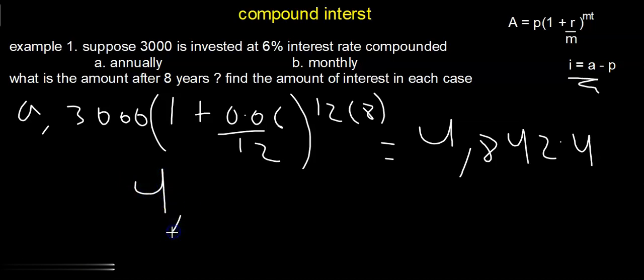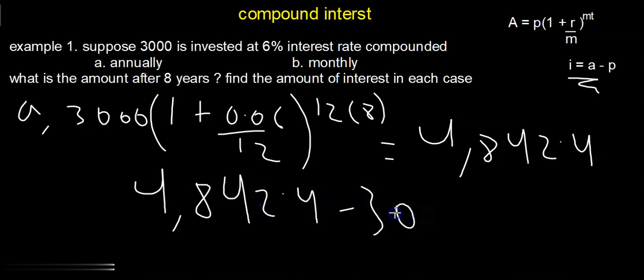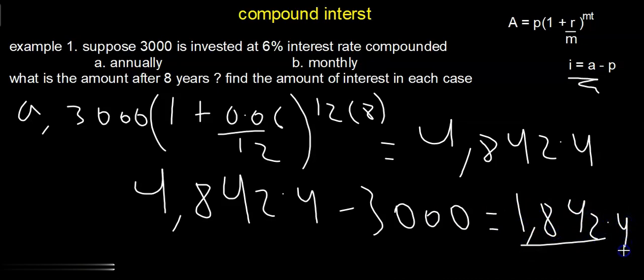So 4,842.4 minus 3,000. This will be my last answer, and it is 1,842.4. This is the clear profit, the amount of interest that I'm going to get monthly. This is the whole thing you have to do for these two specific questions. The main thing you have to know is the formula for compound interest. Trying to memorize this formula is going to help you a lot.